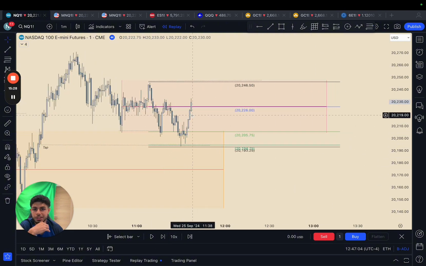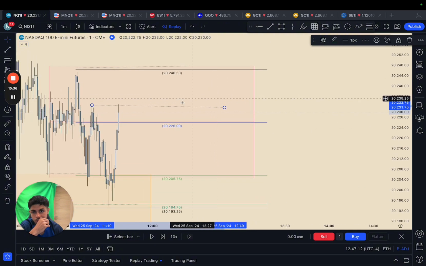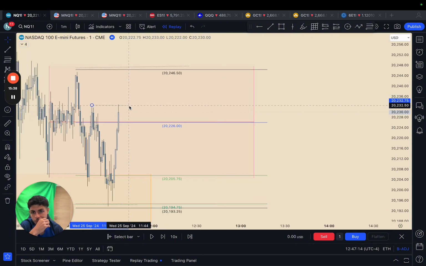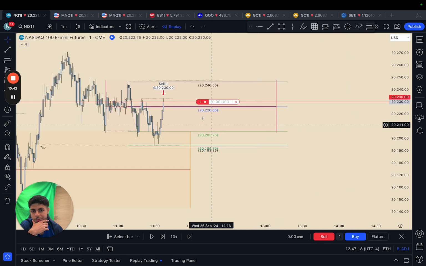So if we were playing to the downside, this would be our sell. However, I'm not going to sell above this tap, right? I need liquidity to be swept first, which we pretty much just did. So now you could sell within this bearish zone.